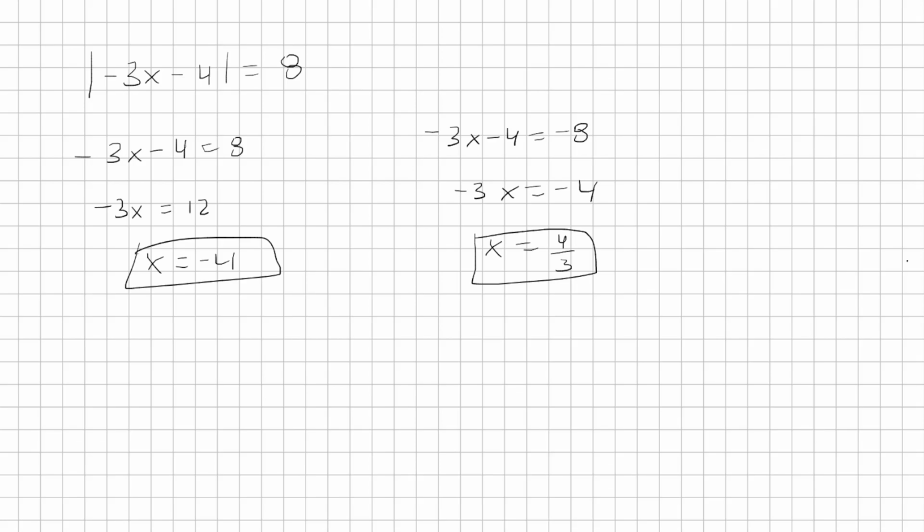Next one, we have the absolute value of 8x plus 9 is equal to negative 10. Notice the absolute value is always greater than or equal to 0, so it can never be equal to a negative number. Therefore, we say there's no solution.